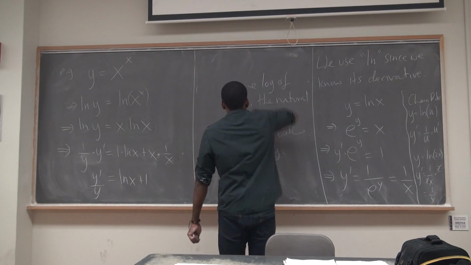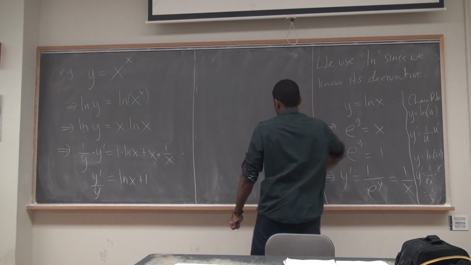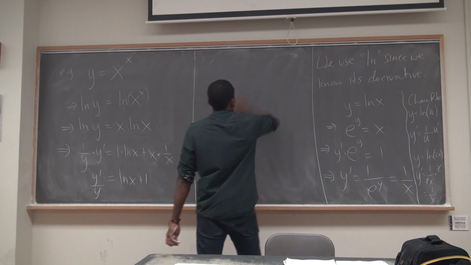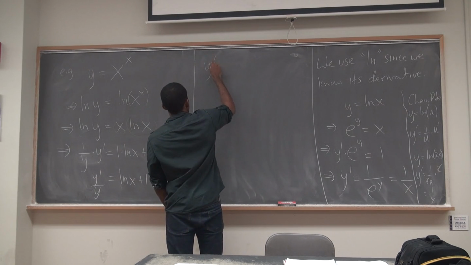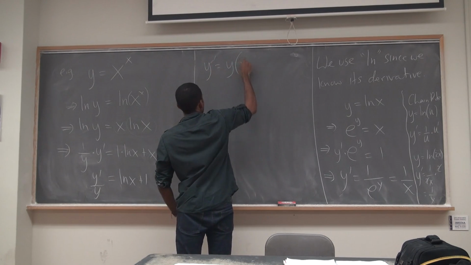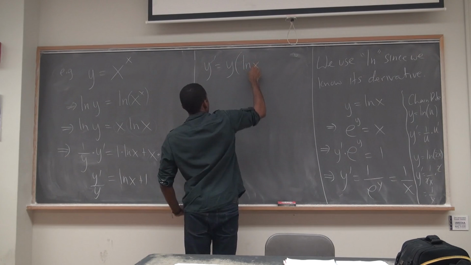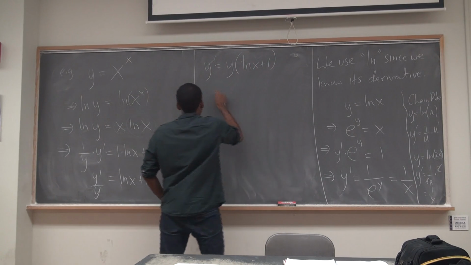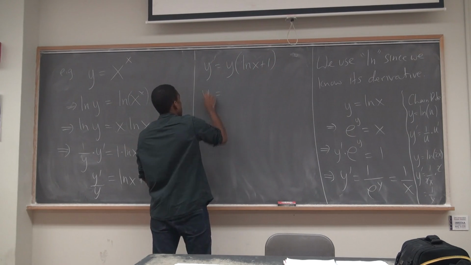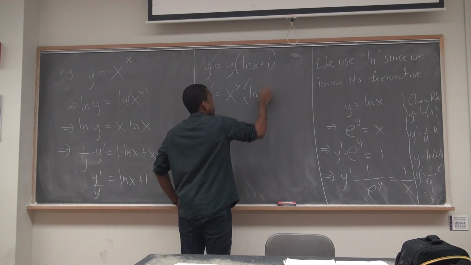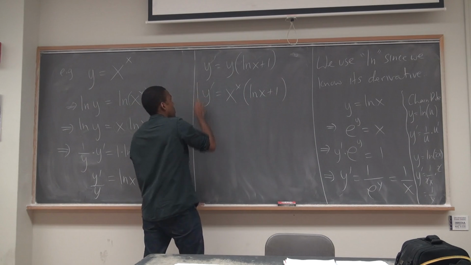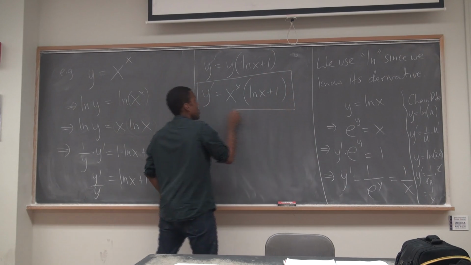Do you multiply both sides by y? Just multiply both sides by y. So y prime would be y times ln x plus 1. Now y was actually this function. So therefore my y prime is x to the x times ln x plus 1. And that's the derivative of x to the x.